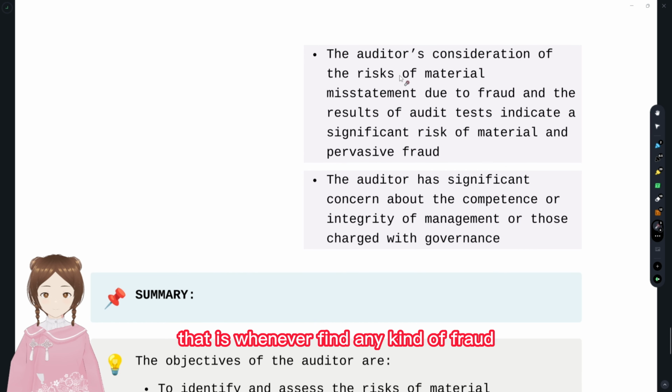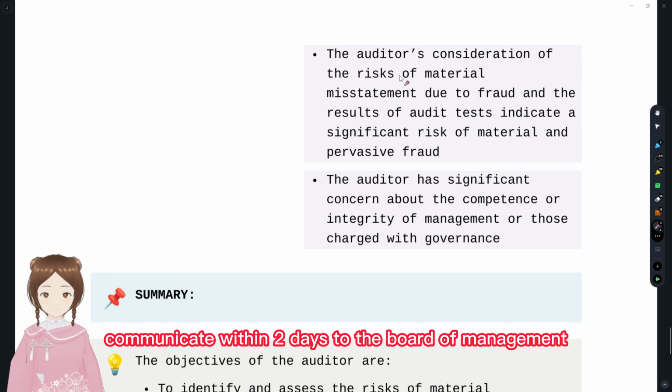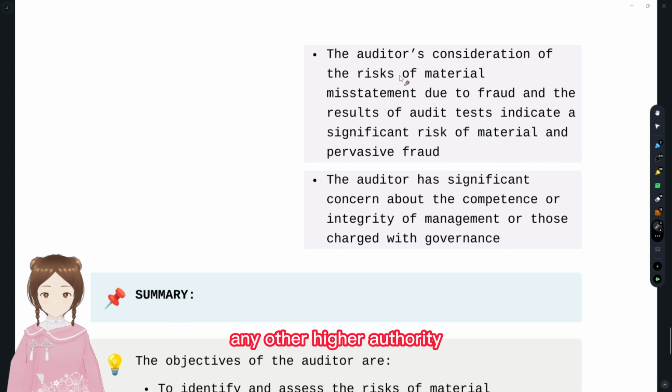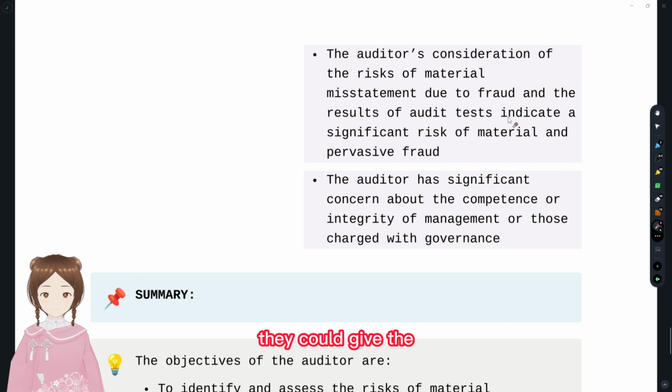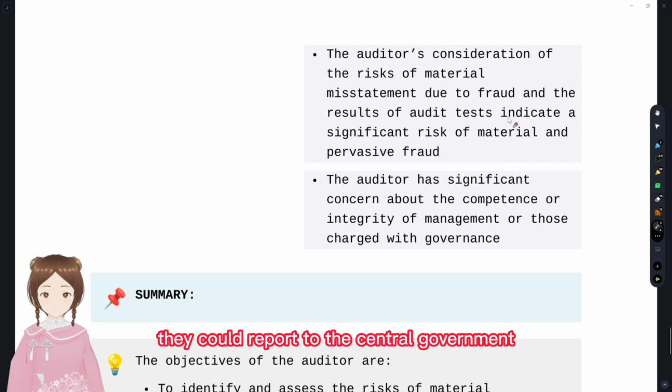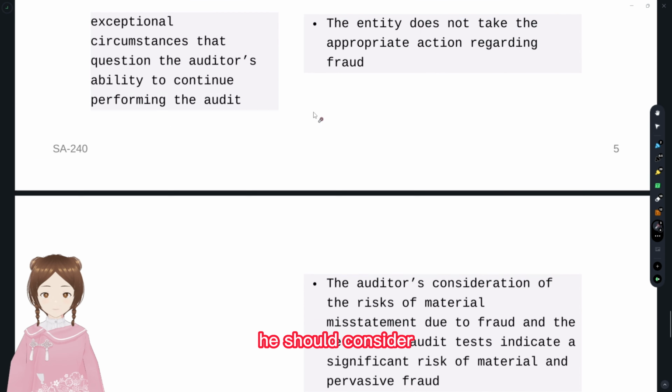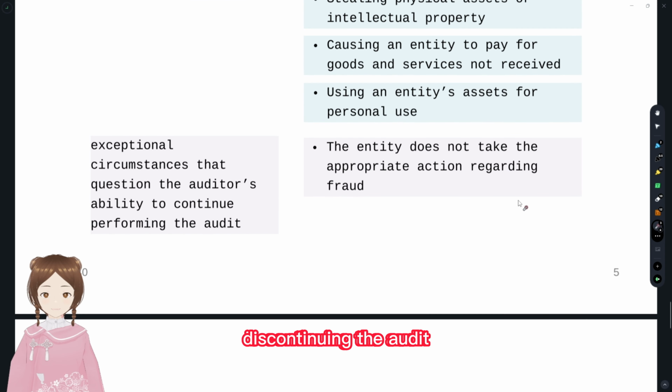Whenever we find any kind of fraud, what is the responsibility of the auditor? They communicate within 2 days to the board, management, TCWG, or any other higher authority, and they have to give responses. If they're not giving responses and the fraud is 1 crore or more, the auditor could report to the central government. But for less than that, he should consider discontinuing the audit.